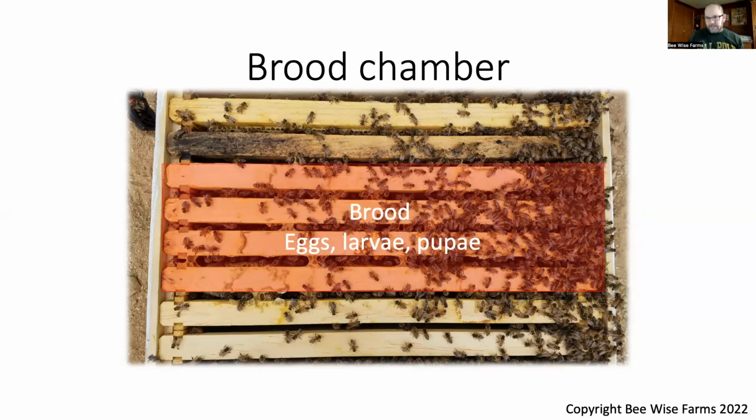Now, the reason that it's in the center, one, is for thermal regulation. So when you do get cold nights or something like that, the bees cluster around the brood and keep it warm. The brood has to stay at a little over 90 degrees all the time, or it will chill and die. And so that's why it's all right there in the center.